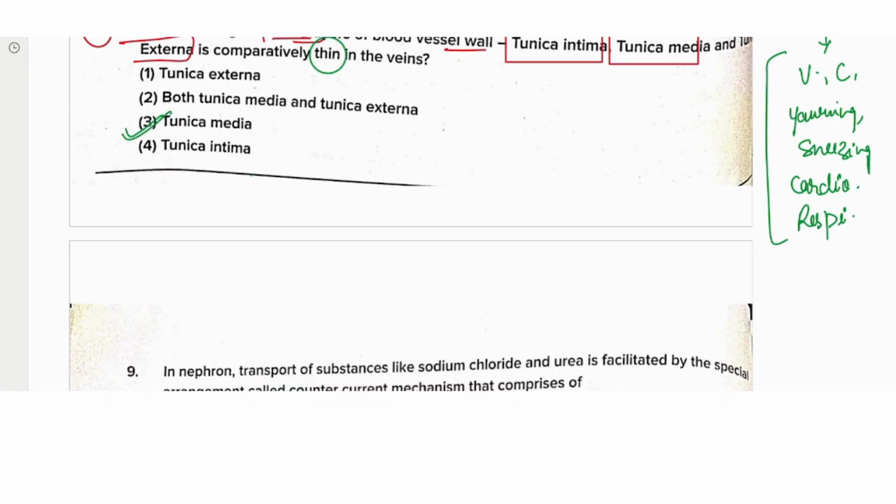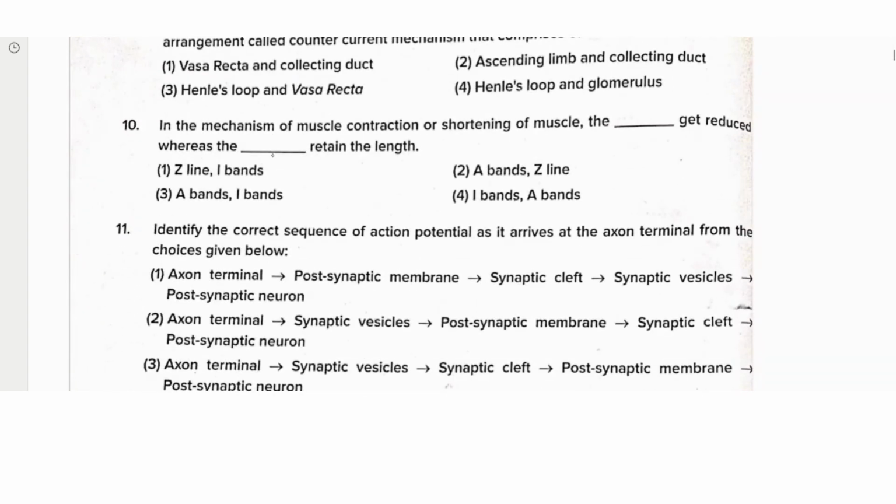Very simple question. The next is question number 9, that is in the nephron, transport of substances like sodium chloride and urea is facilitated by the special arrangement called the counter current mechanism, that is CCM. What does it comprise of? We have seen it is the vasa recta but not the collecting duct. The collecting duct should not be there, the glomerulus will not be there, but the loop of Henle as well as the vasa recta, these two should be present. Among these two only we have seen the CCM.